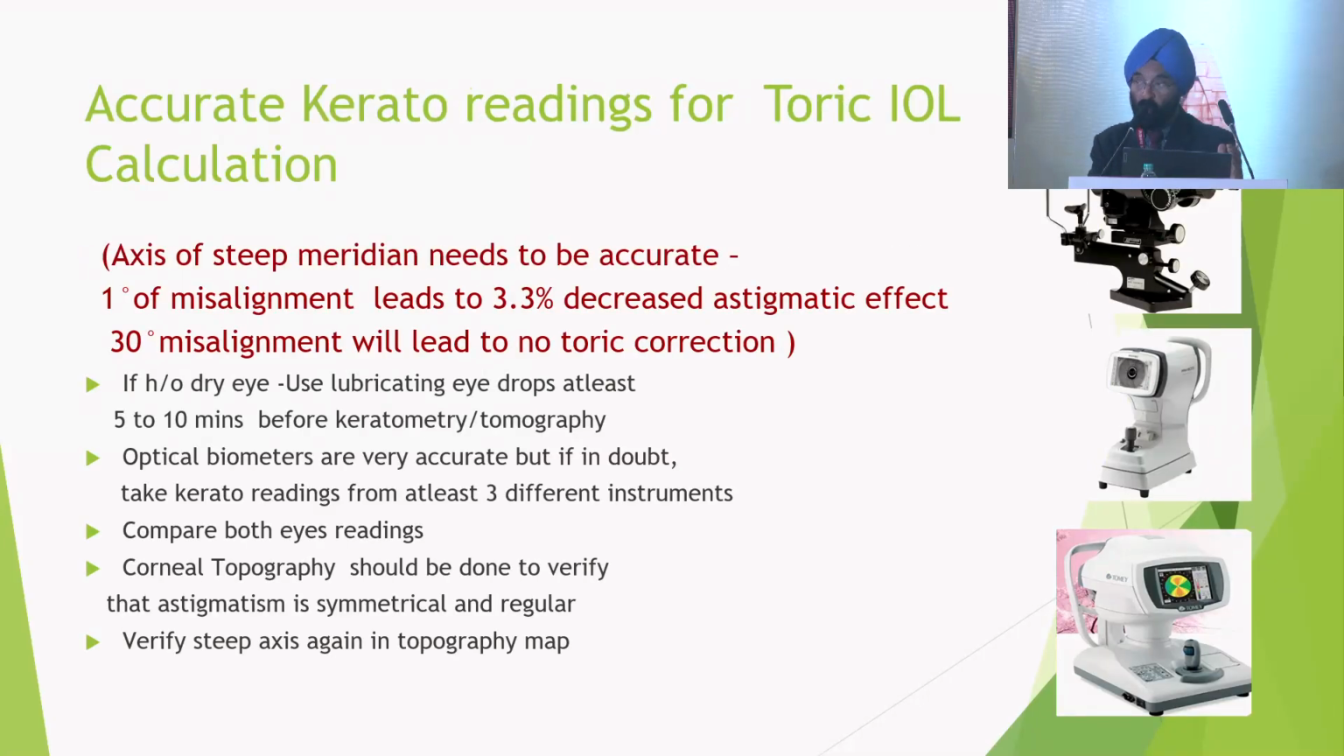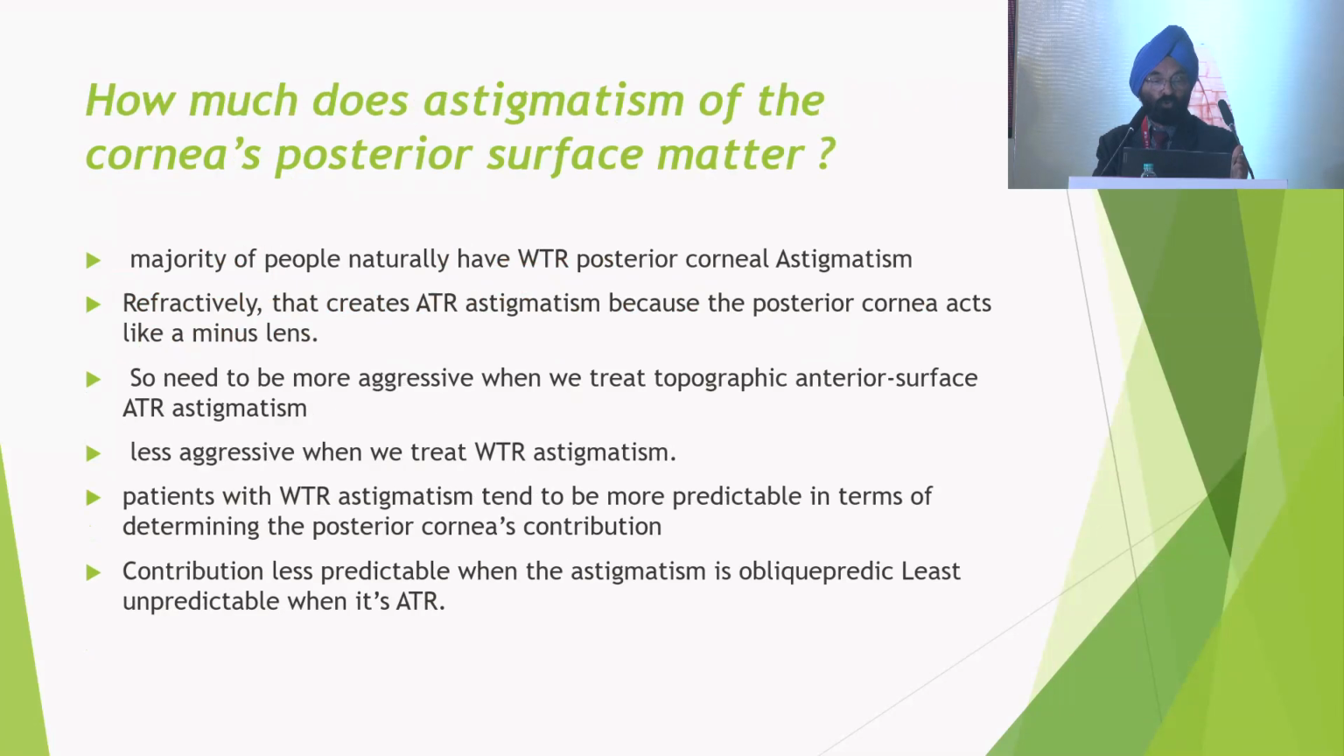We are all aware that 1 degree of misalignment leads to a 3.3 degree decrease in astigmatic effect, and 30 degrees of misalignment leads to total loss of toric correction. If there is a history of dry eye, please use lubricating eye drops 10 to 15 minutes before doing keratometry. Optical biometers are accurate, but if in doubt, you can, like I mentioned, take K from different instruments, compare both eye readings, and verify the steep axis again in the topographic map.